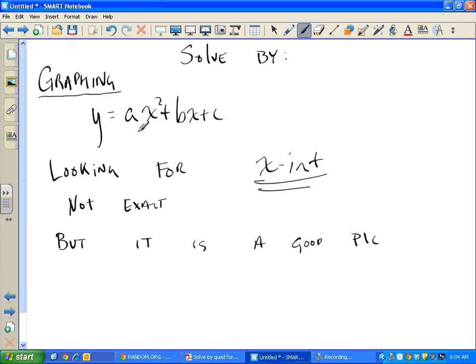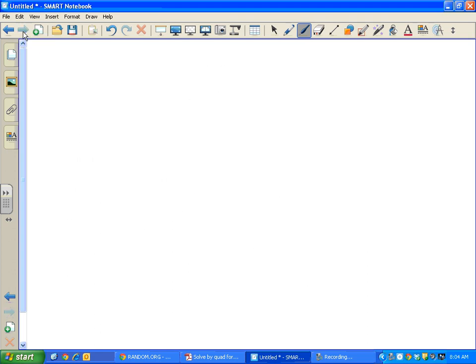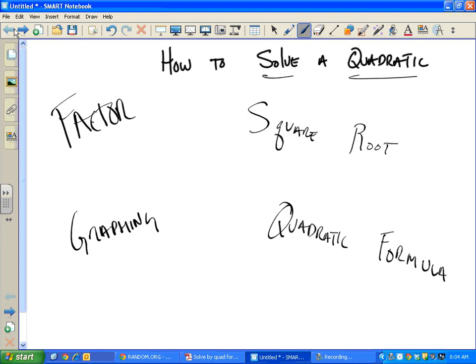So that's one method. But notice the form could be ax squared plus bx plus c. You know how to graph all those. What else? What was the next thing we learned? Solved by what? Let's go back to our... What was the next thing we learned? Square root was the next thing we learned.